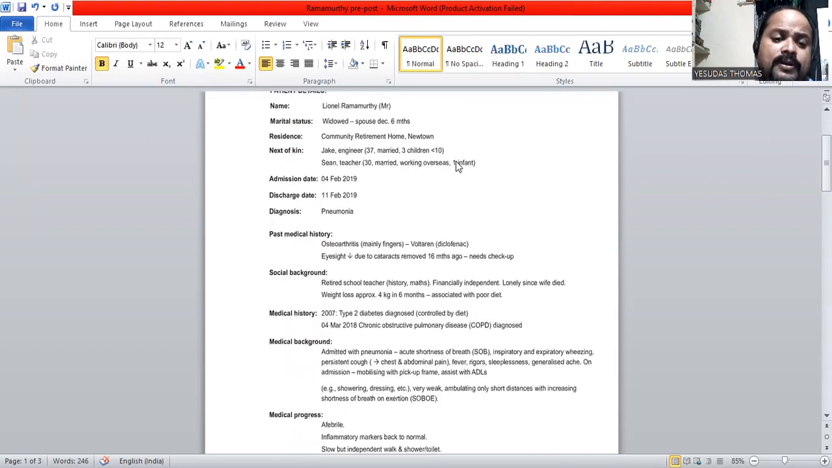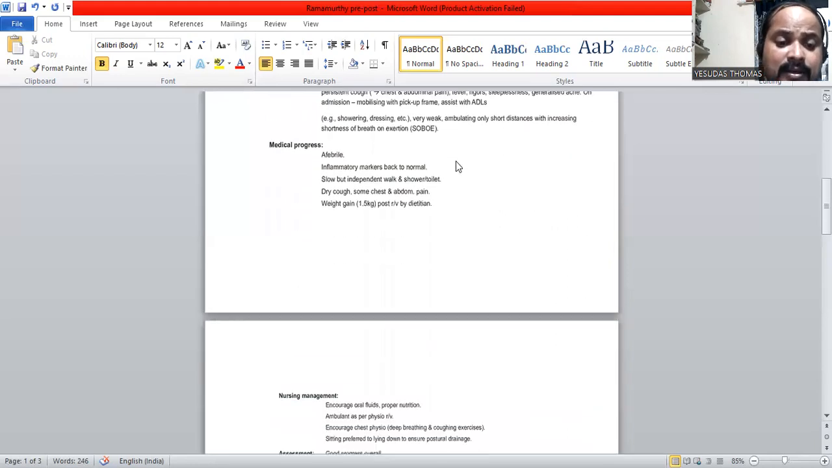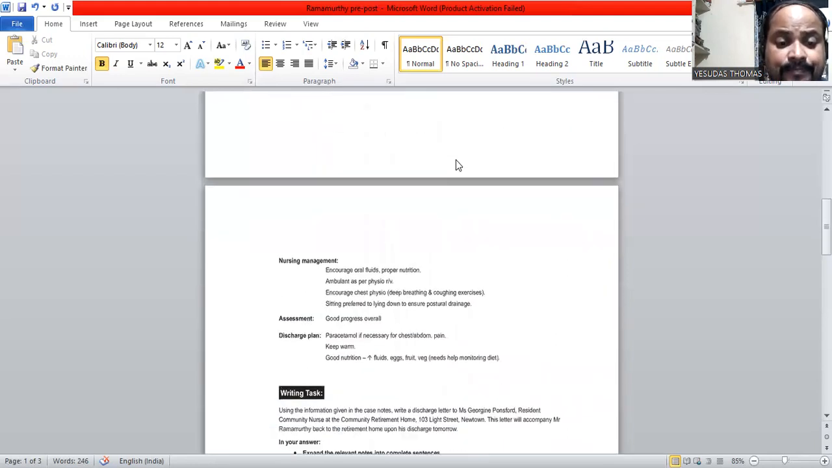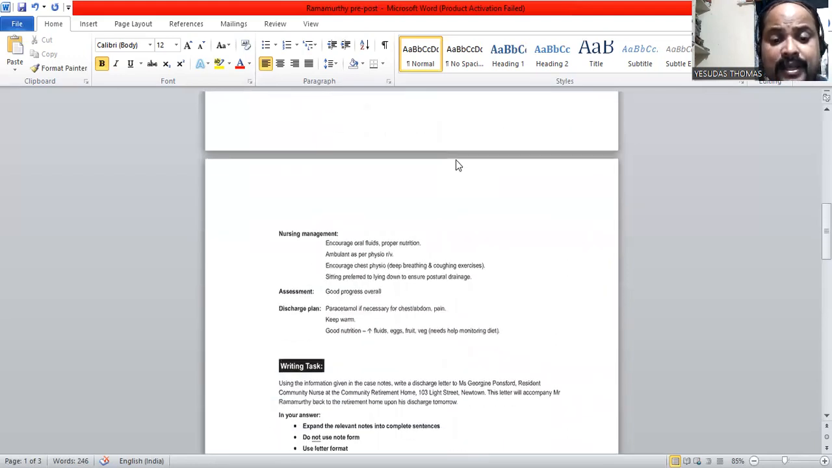Let's go ahead. What is the writing task? Using the information in the case notes, write a discharge letter to Ms. Georgine Ponswand, a resident community nurse at Community Retirement Home, 103 Light Street, Newtown. This letter will accompany Mr. Ramamurthy back to the retirement home upon his discharge tomorrow.